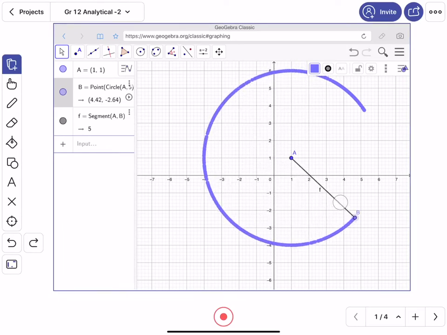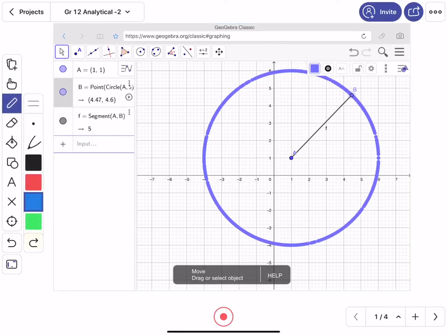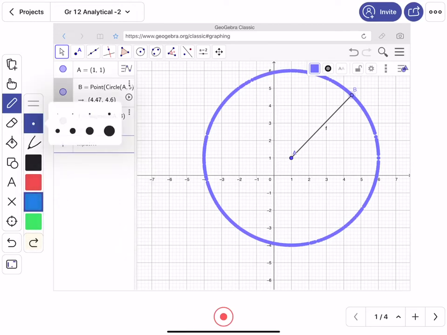It's a tracker now, showing where B is moving. What do we get? We get a circle. So now what is the distance AB? We know what the distance AB is.